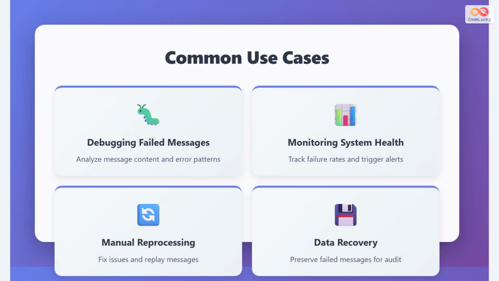Dead letter queues serve 4 primary use cases. First, debugging failed messages by analyzing message content and identifying error patterns. Second, monitoring system health by tracking failure rates and setting up alerts when the DLQ receives messages. Third, manual reprocessing, where you can fix the underlying issues and replay messages back through your system. Fourth, data recovery and audit purposes, preserving failed messages for compliance and investigation. These use cases make DLQs essential for production systems.